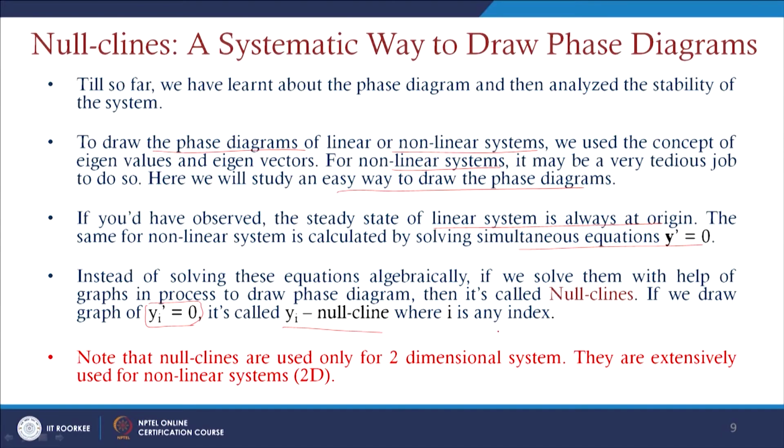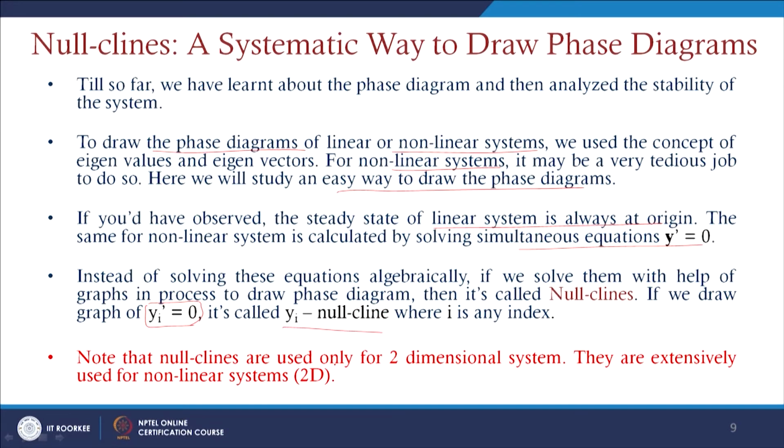If we have to do stability analysis using null clines, we have to keep some points in mind. Null clines can be used for 2-dimensional systems, and they are exclusively used for nonlinear systems, since null clines cannot be used everywhere. There are certain restrictions. That is why we put this statement: note that null clines are used only for 2-dimensional systems, and they are extensively used for 2-dimensional nonlinear systems.